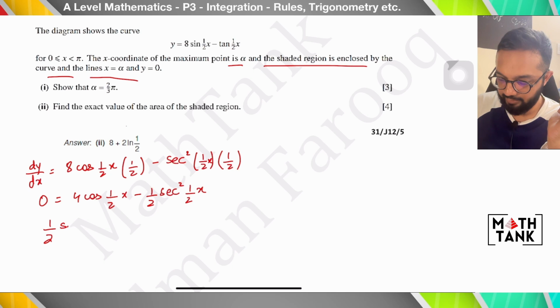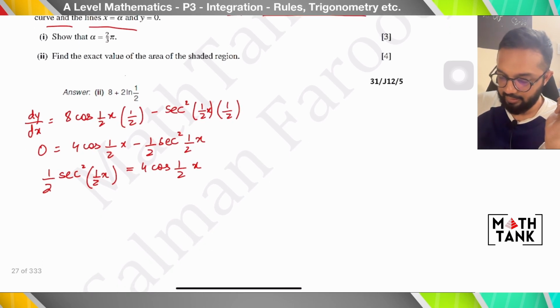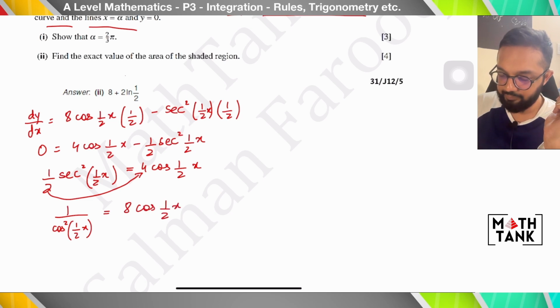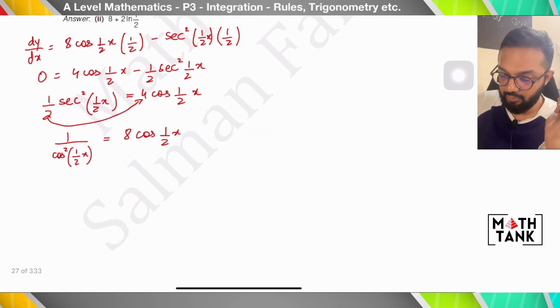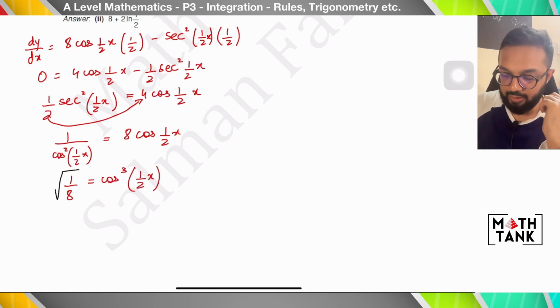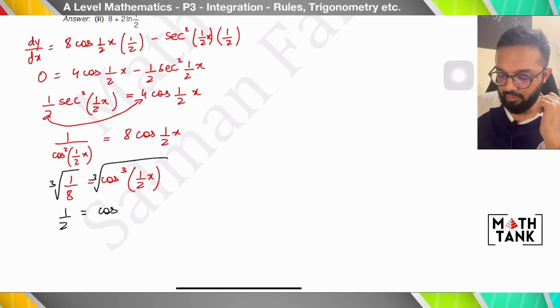I'm going to first bring this to this side and say that this becomes this. I don't know how to solve sec square x, so I'm going to say that this becomes 1 over cos square, and this 2 gets multiplied, so 1 over cos square half x equals 8 cos half x. Now I see that I have half x on both sides, so I am going to say that 1 over 8 comes here and this becomes cos cube half x, and then taking a cube root on both sides I get 1 over 2 cos half x.